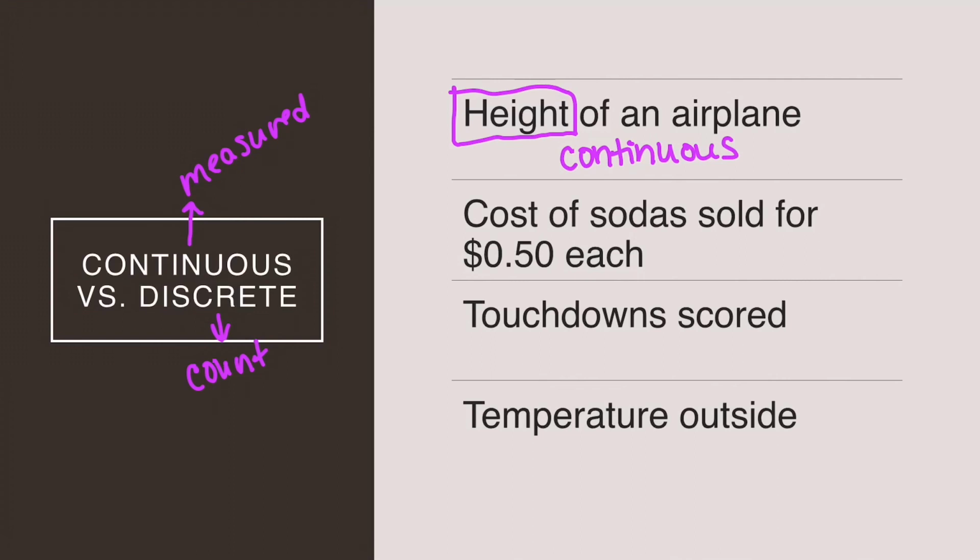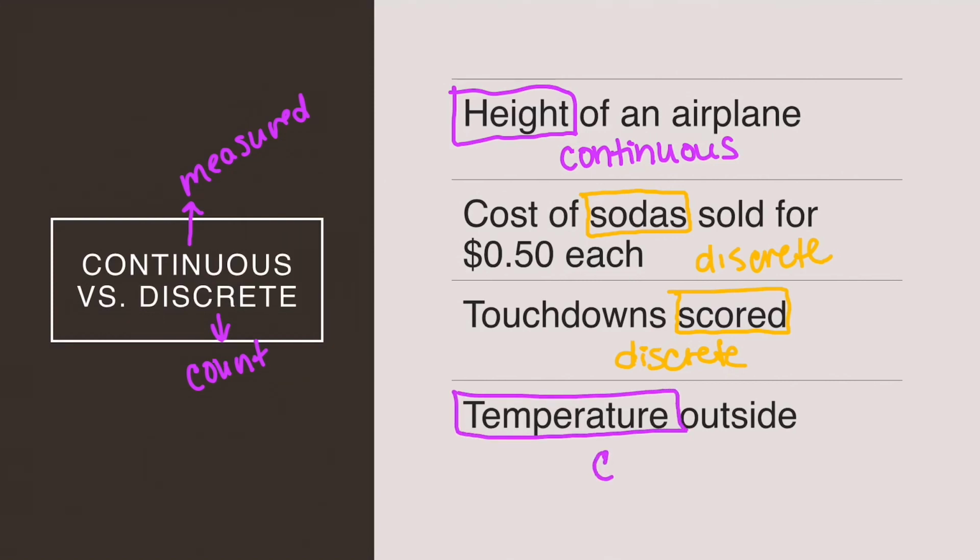Cost of sodas sold for 50 cents each. Sodas. Do we count sodas or do we measure sodas? We count them, so that is discrete. Touchdowns scored. Do we count touchdowns scored or do we measure the number of touchdowns scored? That's also something we count. We count scores, so that is also discrete. And then temperature outside, is that something that we measure? Temperature is something we measure, so that would be continuous.